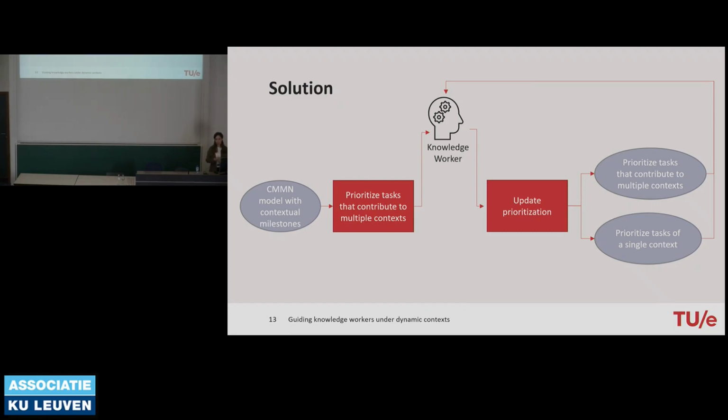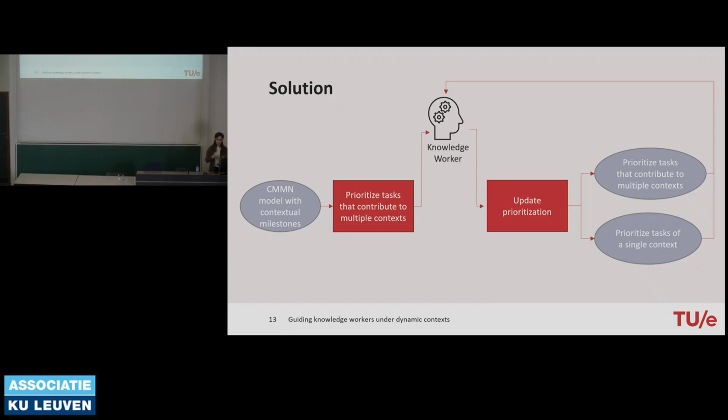This prioritization is based on the contribution of tasks to the achievement of milestones under multiple contexts. At the first step there is no information about context, so we prioritize the tasks that indeed contribute to the multiple possible contexts. Then the knowledge worker chooses a task, performs it, and so collects some information. There is, of course, progress in the process. Based on this progress, we update our prioritization list and then provide two options to the knowledge worker.